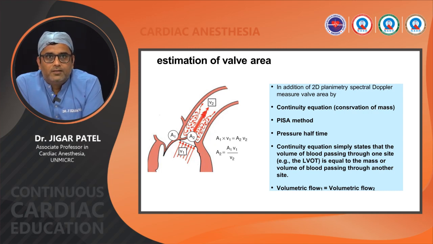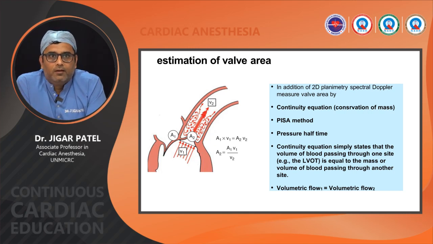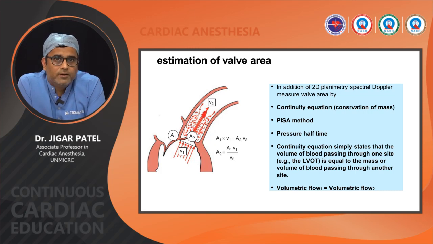Now after this volumetric data, you can measure valve area by applying Doppler measurement. In addition to 2D planimetry, spectral Doppler measures valve area by three methods. First is the continuity equation, which is based on the law of conservation of mass. Second is the Pisa method, and third is the pressure half time. The Pisa method also applies the continuity equation, so both are similar, but pressure half time is based on pressure data.